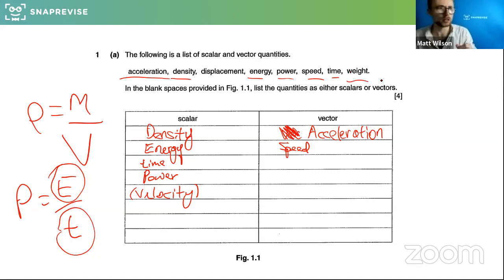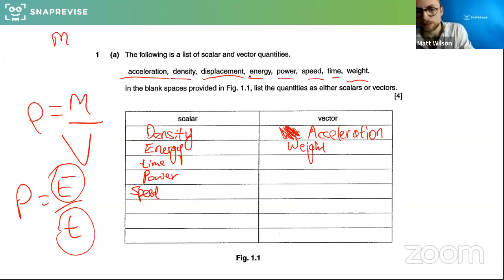What about weight? It's kind of a funny one. You think of weight as being how heavy you are. Is that a vector or a scalar? Yeah, I wrote that on the wrong side. Speed. Good. Weight is a vector. This is a kind of funny one. Mass is like the scalar version almost. Mass is how much stuff you are, but weight is the force due to gravity on a particular mass. And force is a vector, so weight is a vector.